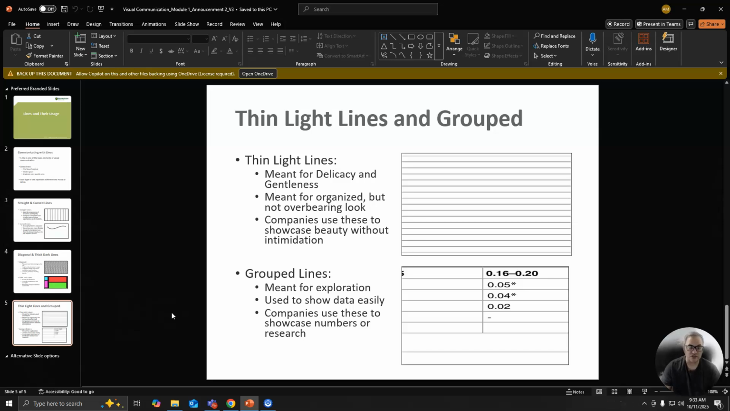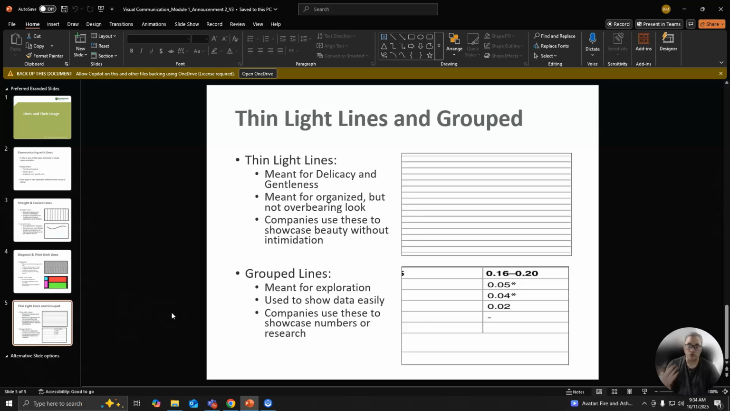So when you're using thin, light lines, they can be consistent, they can be delicate, they can be flexible, but if they're thin, they're meant to showcase beauty and also attractiveness in a lot of ways. That's why we tend to see these a lot in room and design companies and clothing companies. There's a lot that goes with this when it comes to some type of attractive aspect. So thin lines are really represented there a lot.